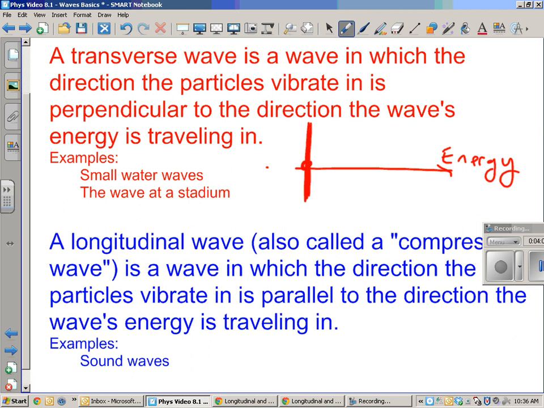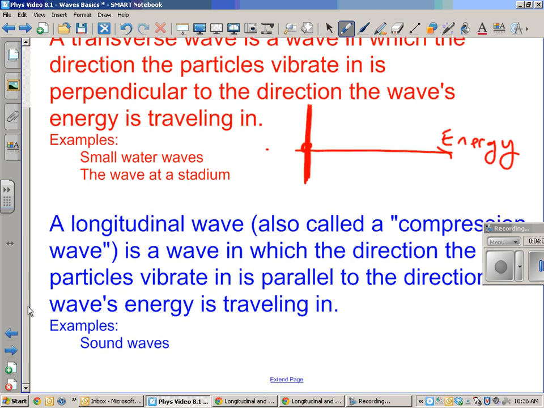Okay. Now, with a longitudinal wave, in order for the energy to travel this way, again, like the other one, you'd have to have particles vibrating back and forth this way. Okay. So, transverse, the particles vibrate perpendicular to the direction the energy goes. In longitudinal, they're parallel. Okay.